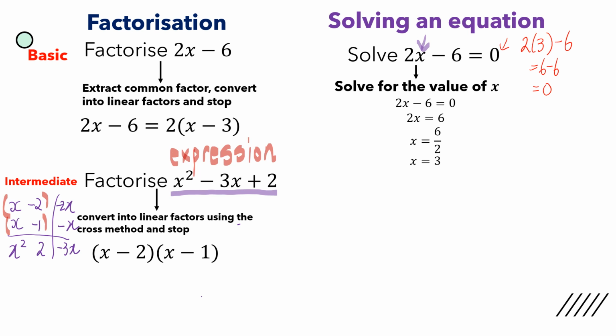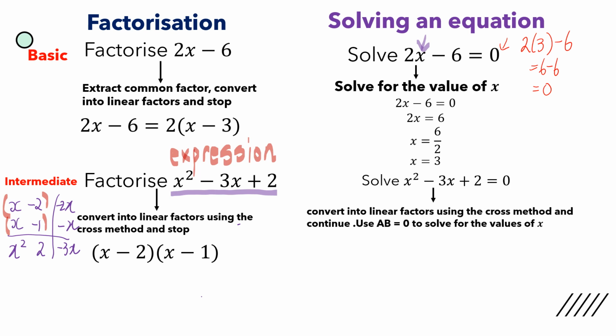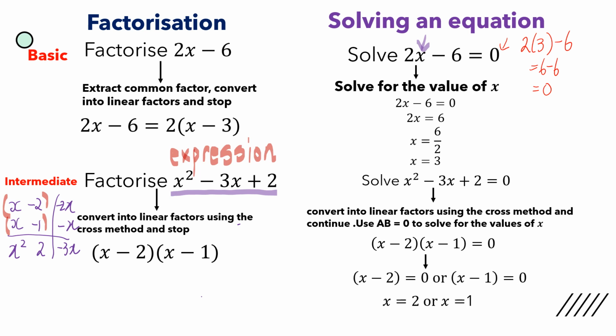But if you're asked to solve it, then basically you're just finding the values of x that satisfy the equation. So in this case here, yes, you still have to find the linear factors first. You still have to factorize it, find the linear factors, and then you use the zero product rule, right? And you get two values. Basically, you get x equals 2 or x equals 1.